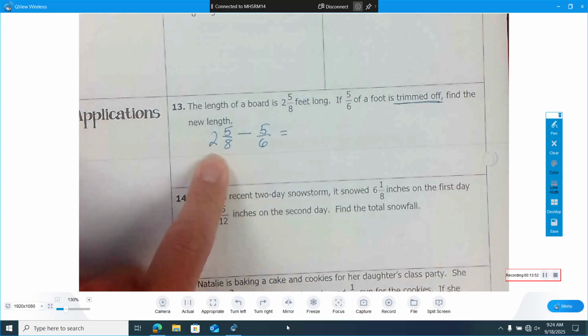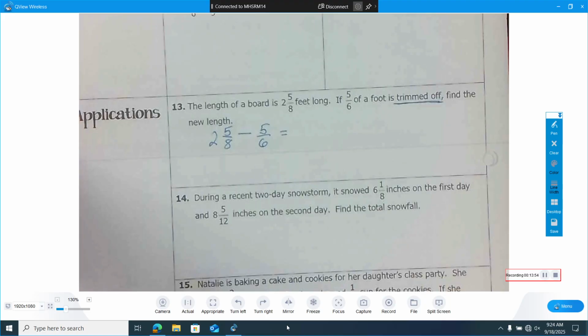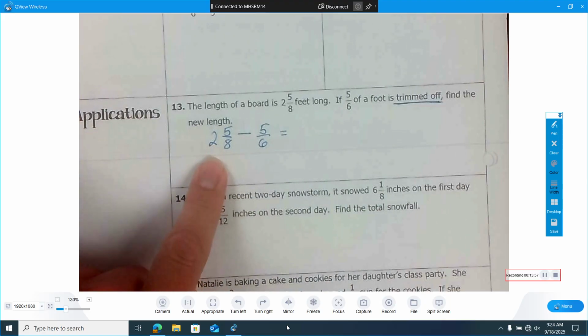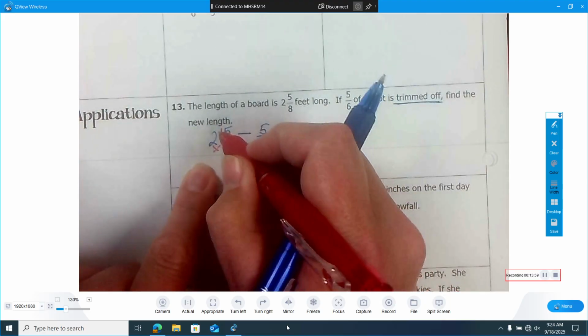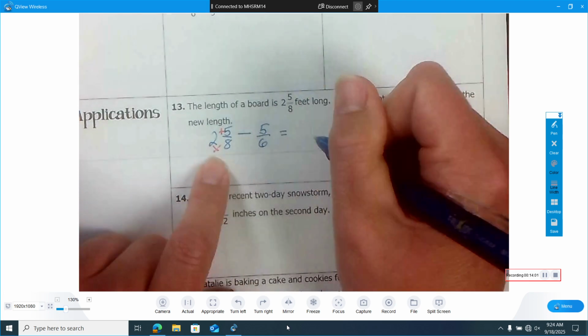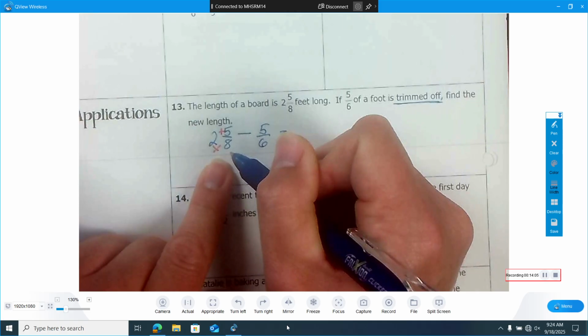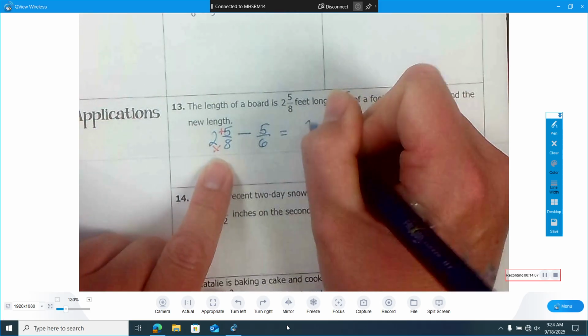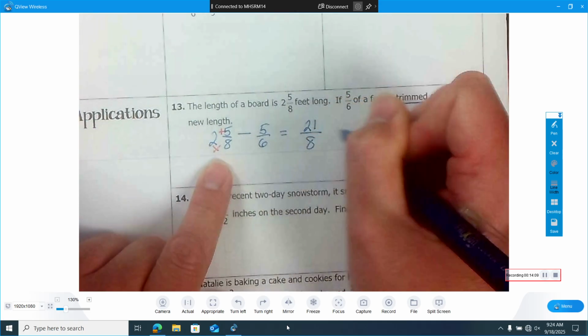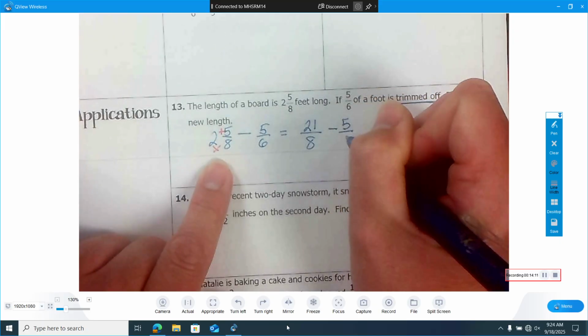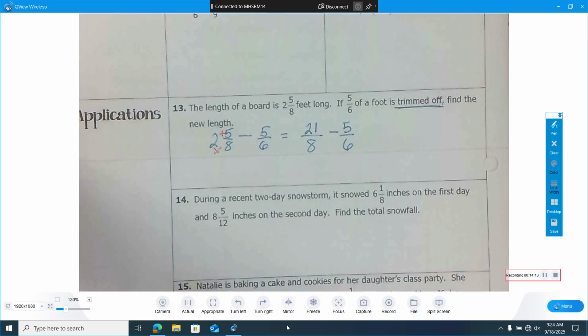So again, I have a mixed number. What do we need to do with that mixed number? Make it improper. You guys are doing some great vocabulary words there. That's awesome. 2 times 8 is 16, plus 5? 21 eighths minus 5/6. All right.